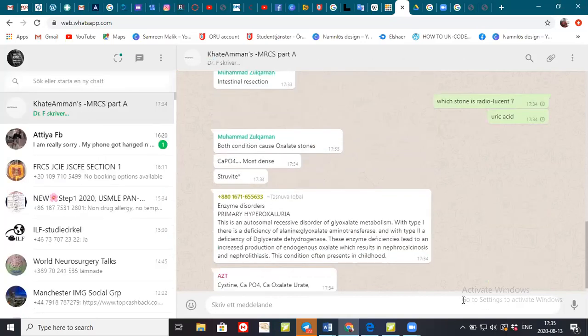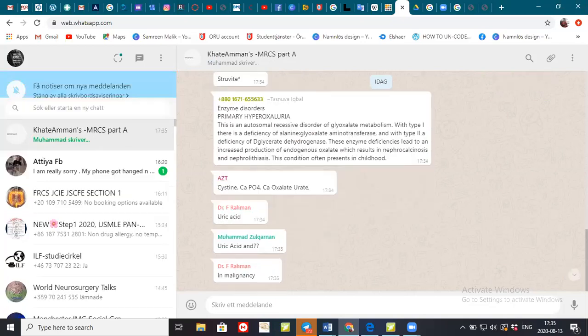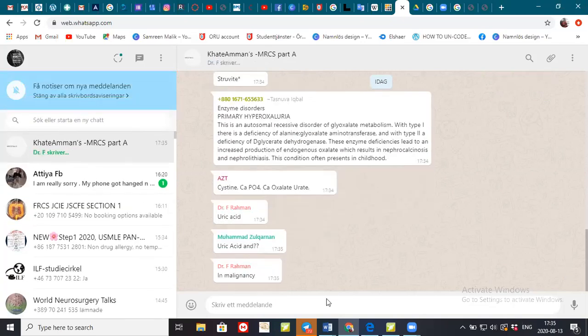What are you people writing? So much. Indinavir is associated with HIV treatment, and that one is a radiolucent stone. And uric acid is also radiolucent and is associated with chemotherapy.